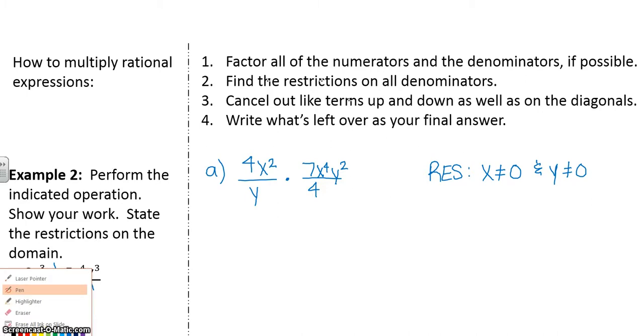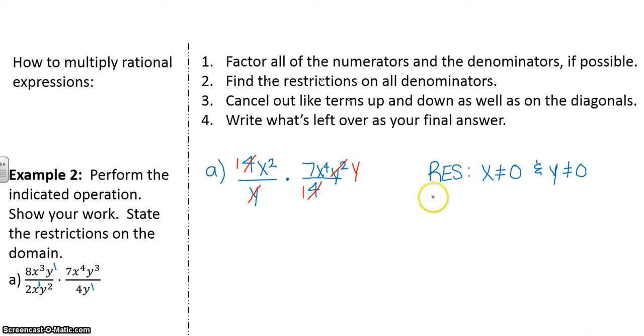And I can. Let me change colors here. So on this diagonal, I can cancel out the 4's because 4 divided by 4 is 1. So you could put a 1 there if you'd like on each one. On this diagonal, you have a y to the first and a y to the second. You would still subtract those exponents because they're on different levels. So that y is completely gone, and then you just have one y left there.